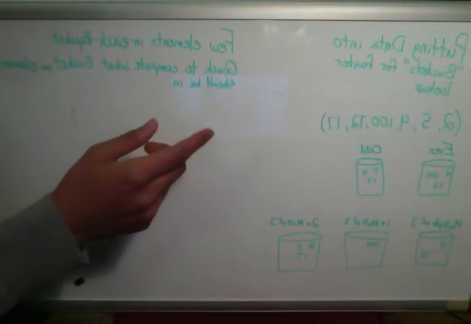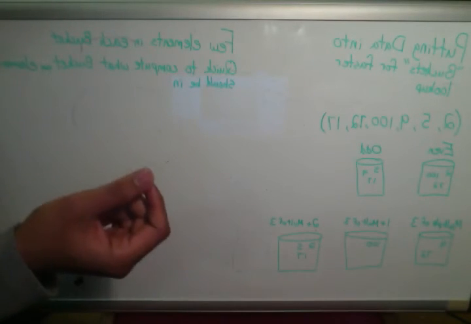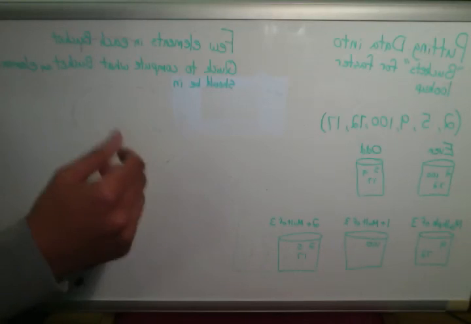A couple of rules: you should try to get as few elements in each bucket as possible to speed up lookup time, and it should be pretty easy to compute what bucket an element should be in, for example, if it's even or odd.